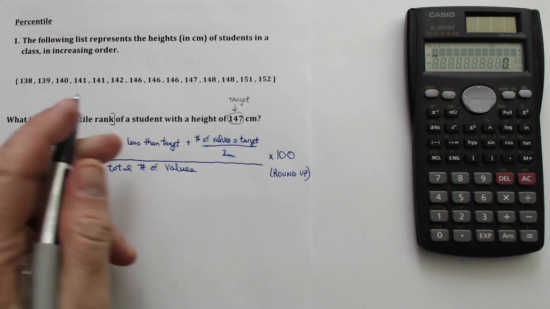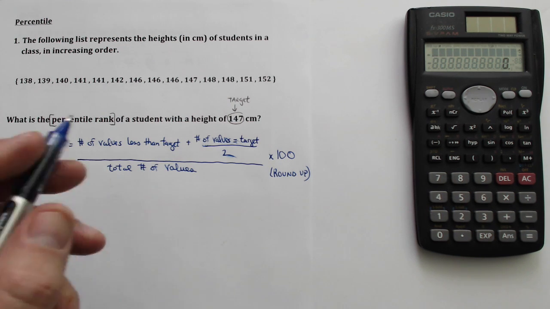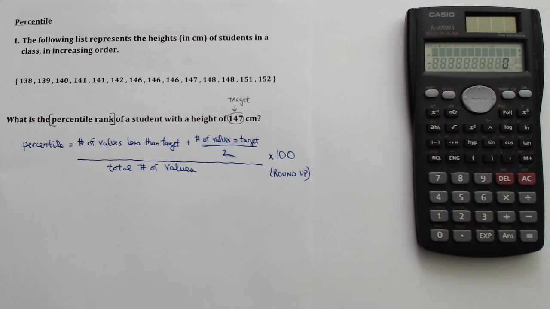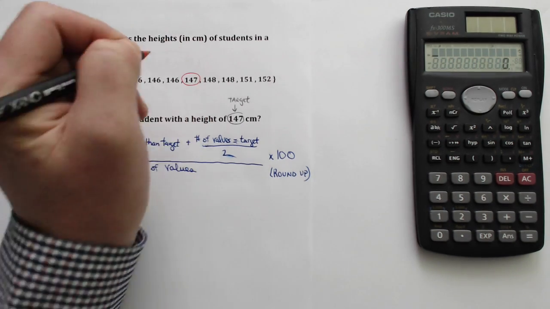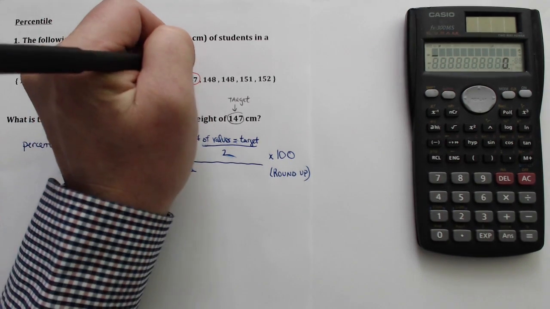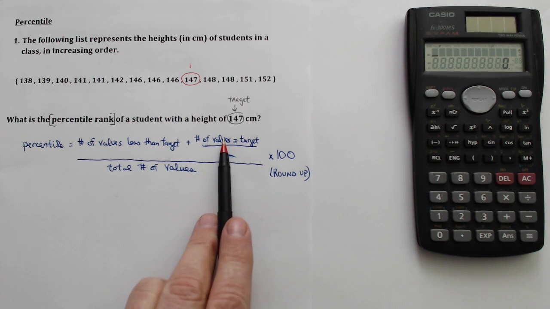So we're going to go ahead and calculate the percentile rank of somebody with a 147. In order to do that, there's a couple of tricks that I use. First thing I do is I go and find the 147. There it is. And I'll just take note, we only have one of them. And so we know that there's going to be a 1 over here.